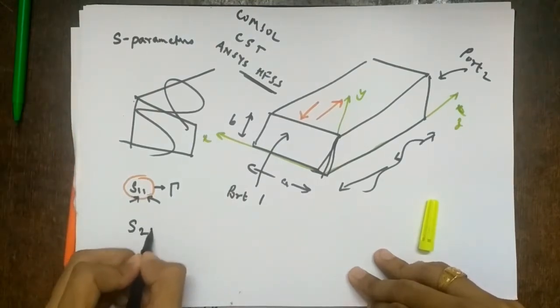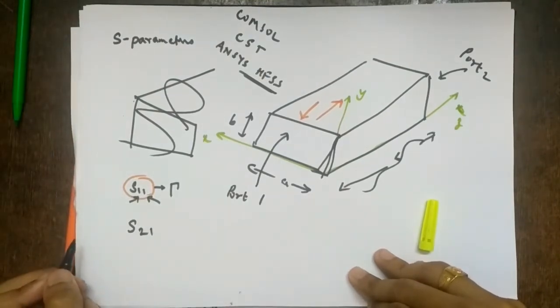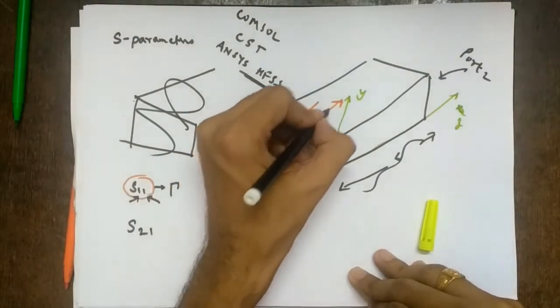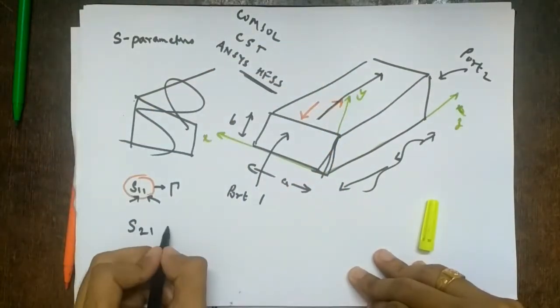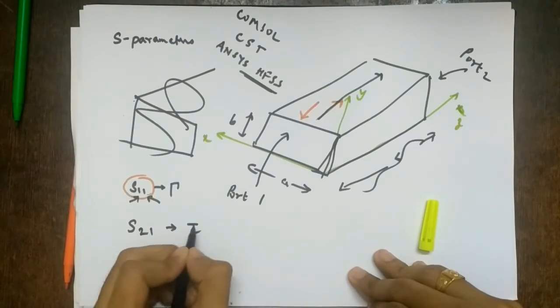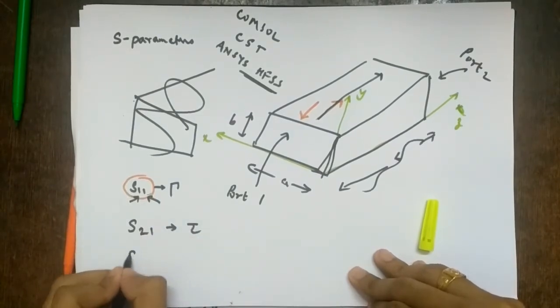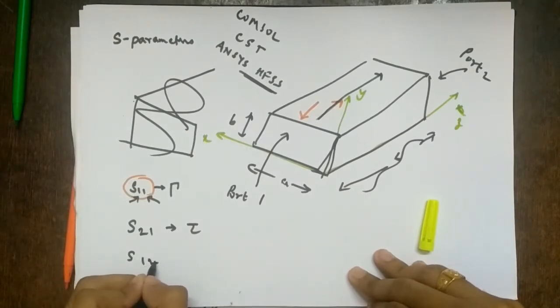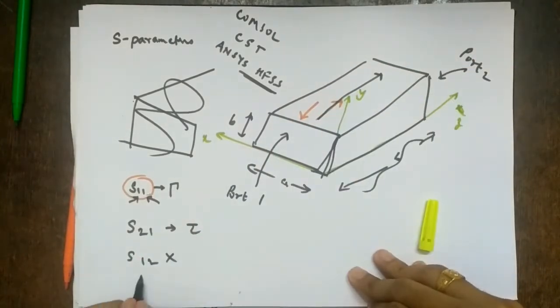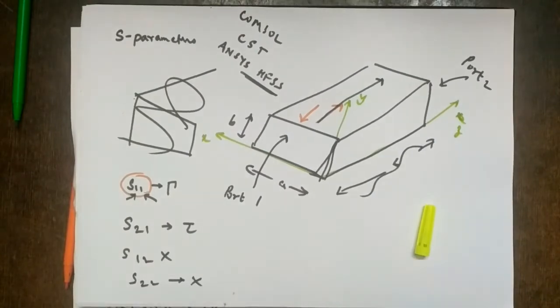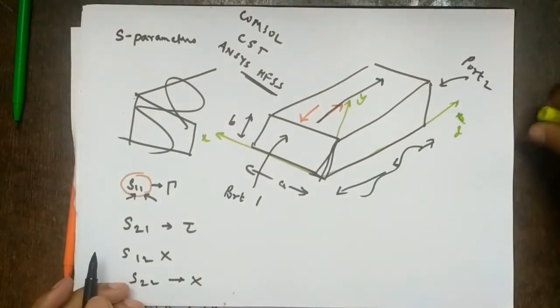Next I am seeing S21. What would be S21? How much of the power is actually getting transmitted to port 2? That is the transmission coefficient, which can be denoted as tau. Then S12: when port 2 is excited, what is the output at port 1? In this case it is not valid, because port 2 is not excited. Then we have S22 when port 2 is excited. Again, this is not valid. So this is how we saw the S parameters, right?